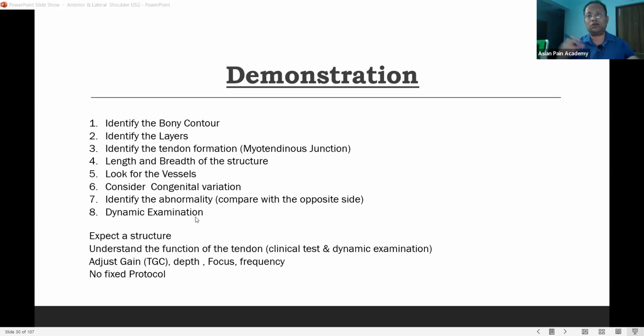And dynamic examination, we must do dynamic examination to rule out different types of impingements, to see whether the movement, which should be very smooth, is smooth or not. This is the most positive point of ultrasound. No other modality can show you dynamic movement. Dynamic movement you cannot do in any other modality.